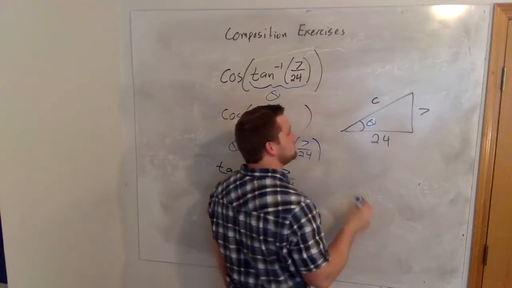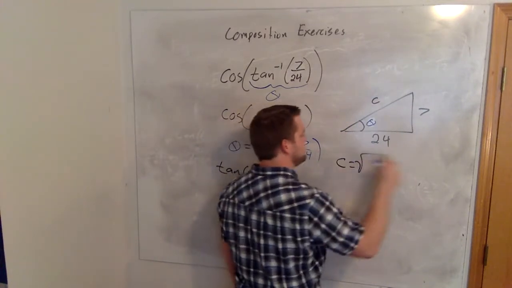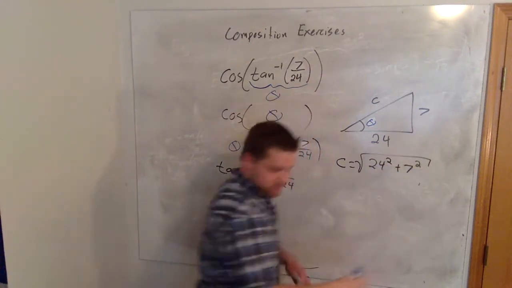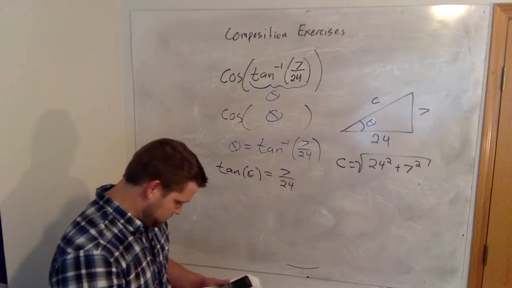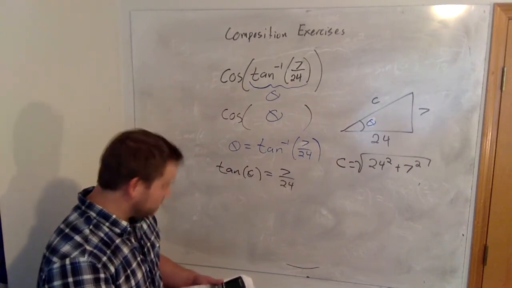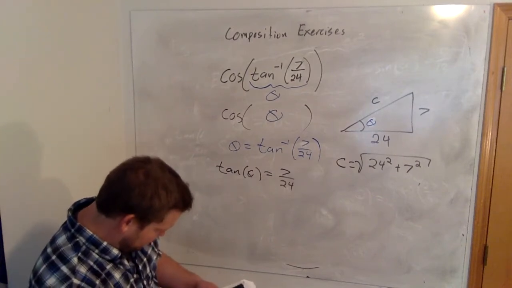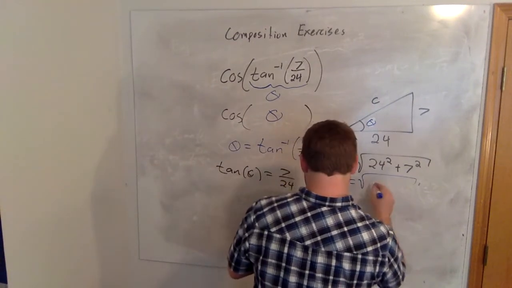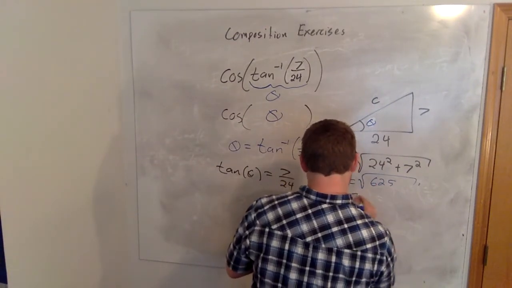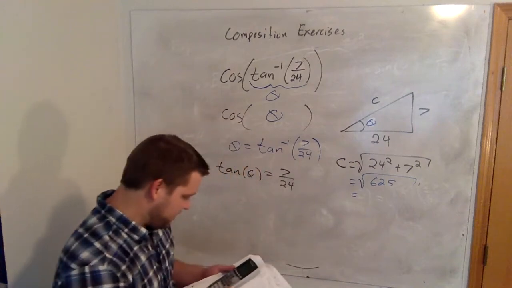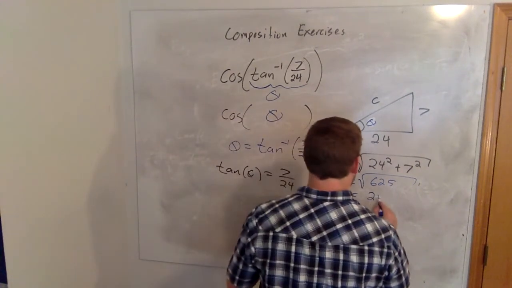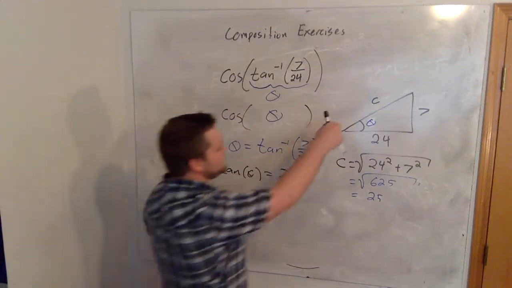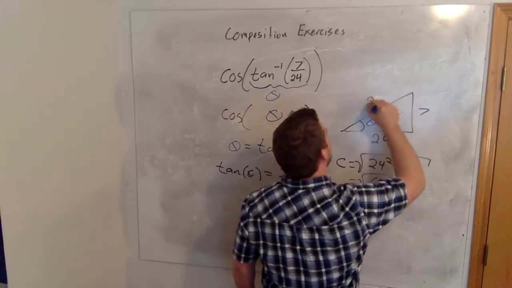Let's call it c. So c would be equal to the square root of 24 squared plus 7 squared. Let's see what this is. 24 squared plus 7 squared is the square root of 625, which I believe is 25. Yeah, sweet. 25. Who came up with these nice numbers? So we know c here is 25.